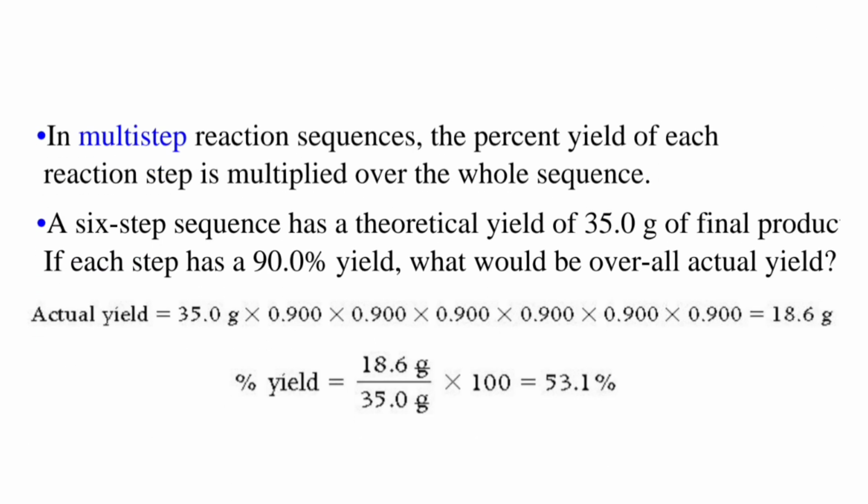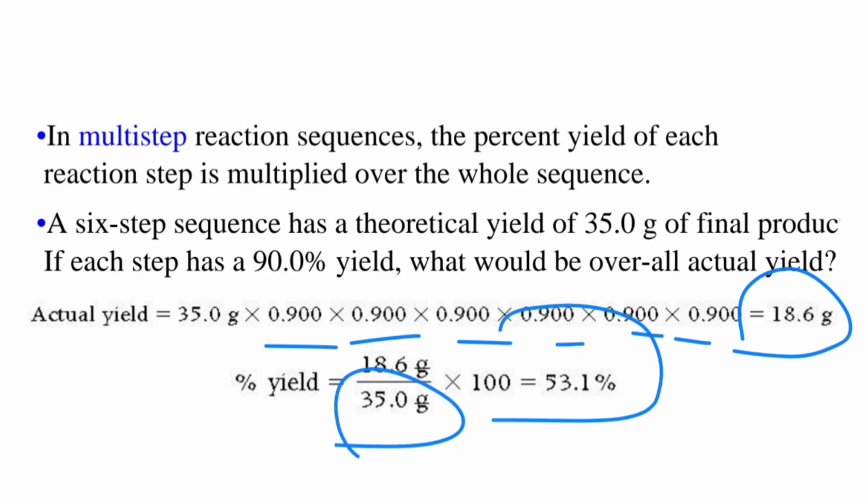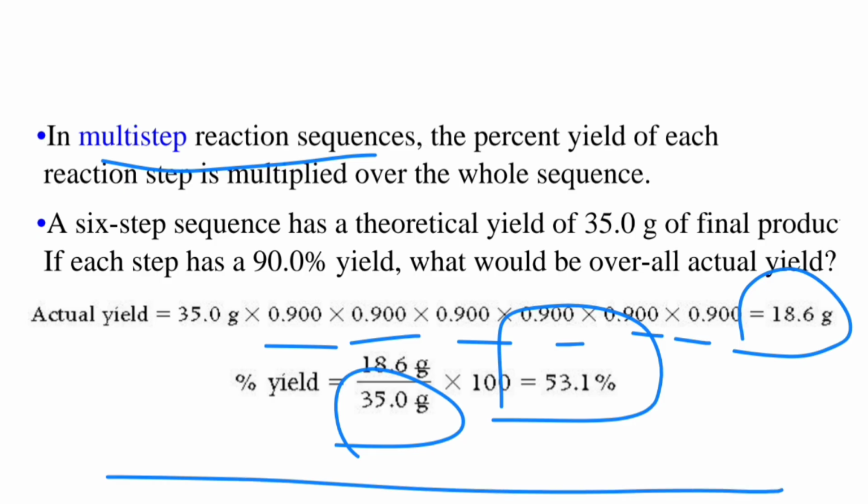For a multi-step reaction, the percentage yields of each reaction step are multiplied over the whole sequence. If each step has 90% yield, what will be the overall actual yield? Actual yield is 35 grams multiplied by 0.9, 0.9, and so on for the final product. In this example we multiply for 6 steps, and we will get 18.6 grams, and with the theoretical yield we will get 53.1%. This is for multi-step reactions, but in your exam most questions were about single-step reactions.